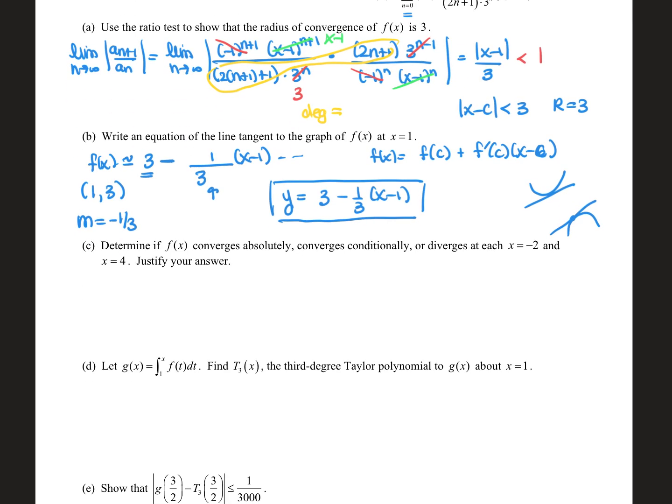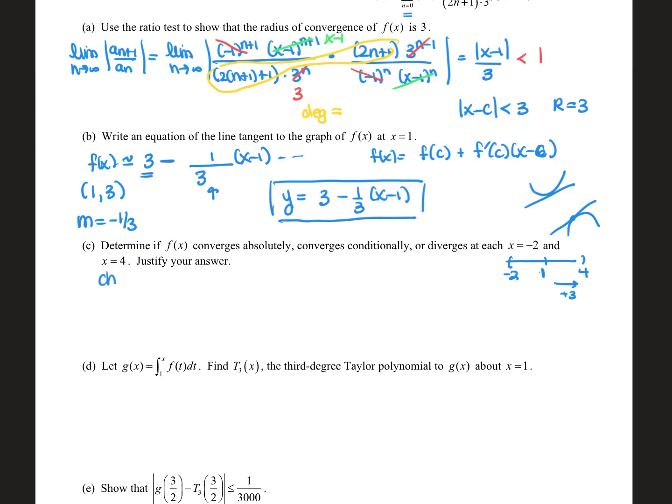Determine if f of x converges absolutely, conditionally, or diverges at x equals negative 2 and 4. So looking at this, we are centered at positive 1. We knew our radius of convergence was 3. So if we go this way, we're going to go to 4. And if we go this way, it's going to be negative 2. We're going 3 each direction. So what it's asking us to do is really find the interval of convergence.